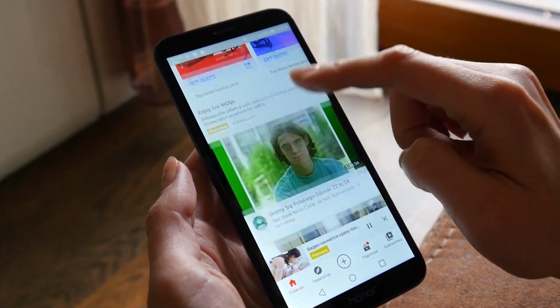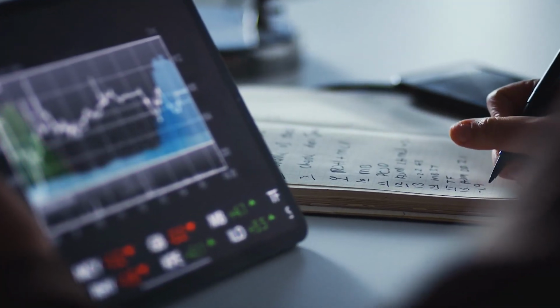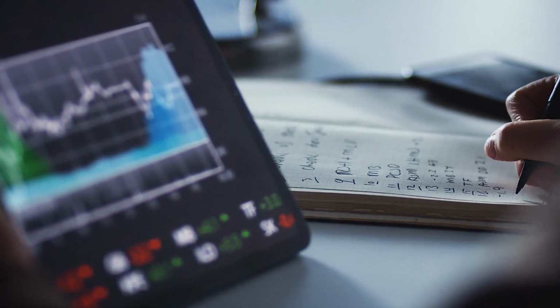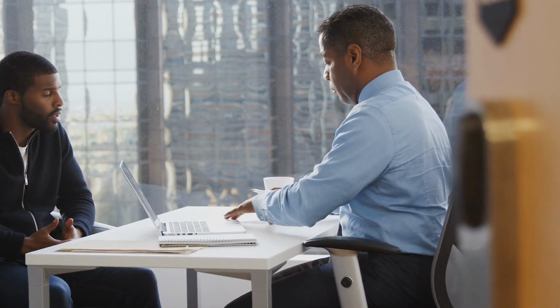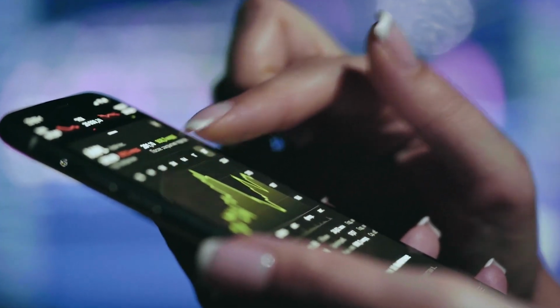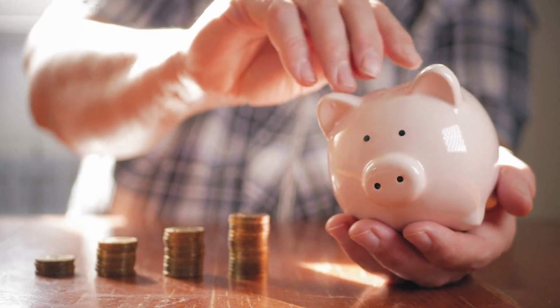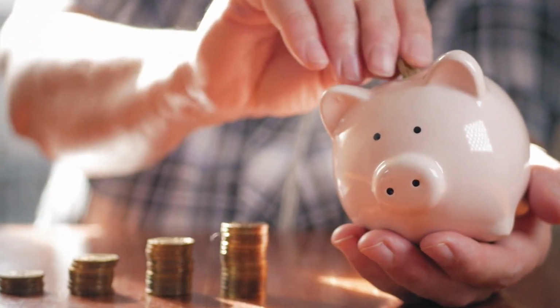Having a well-managed investment portfolio is key to achieving your financial goals and reaching financial stability. In this video, we'll discuss the best practices for monitoring and adjusting your investment portfolio, empowering you to make informed decisions and achieve the best returns possible.